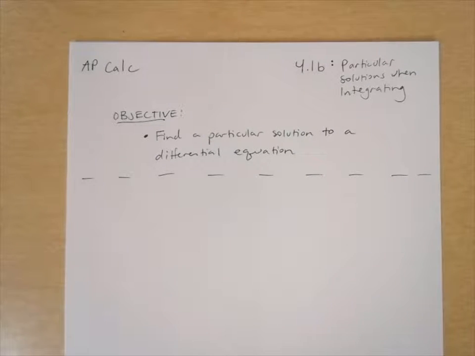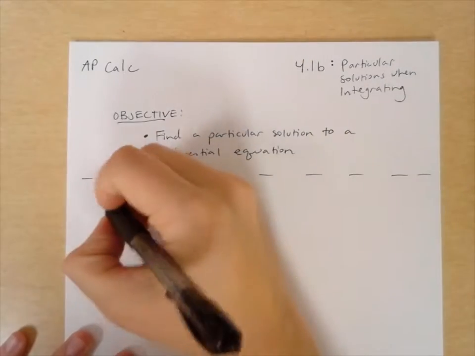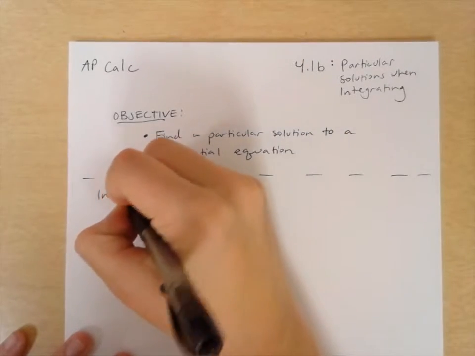Hello everybody, welcome to the second half of chapter 4.1. What we're going to focus on in this video is finding particular solutions when integrating. And that's really our only objective, as you can see. What I'd like to start off with is a conversation about initial conditions and particular solutions. So let's write that out.